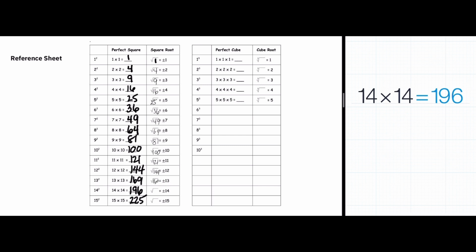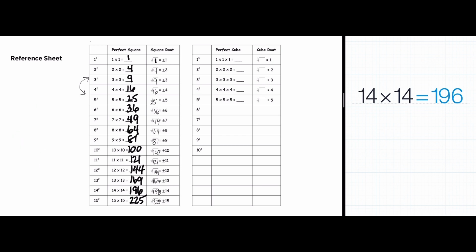Now, you might be asked later on to find a number that is not one of these numbers. Let's say they're asking for the square root of the number 14. It's not going to be a perfect square. It's going to be somewhere between 3 and 4, because the square root of 9 is 3 and the square root of 16 is 4. So it's going to be somewhere between those two, between 3 and 4.